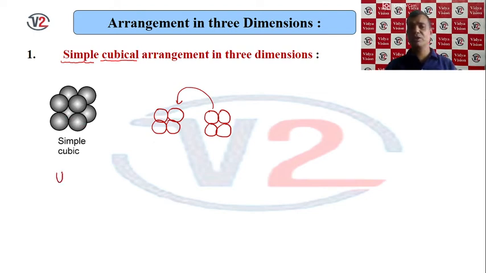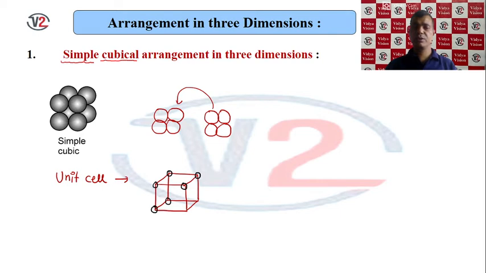And what is the unit cell of the simple cubic arrangement? The unit cell of the simple cubic arrangement is this. We can represent the simple cubic arrangement in which the particles are present only on the corners. So in this arrangement, particles are present only on the corners, and we can compare this arrangement with this simple cubic unit cell.